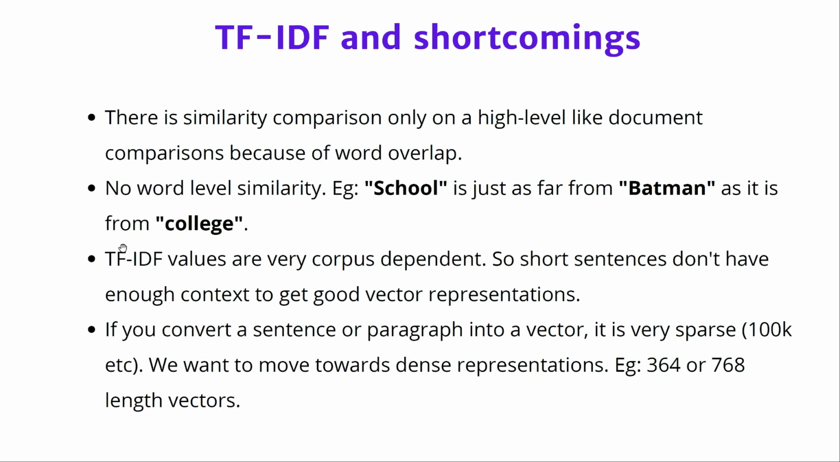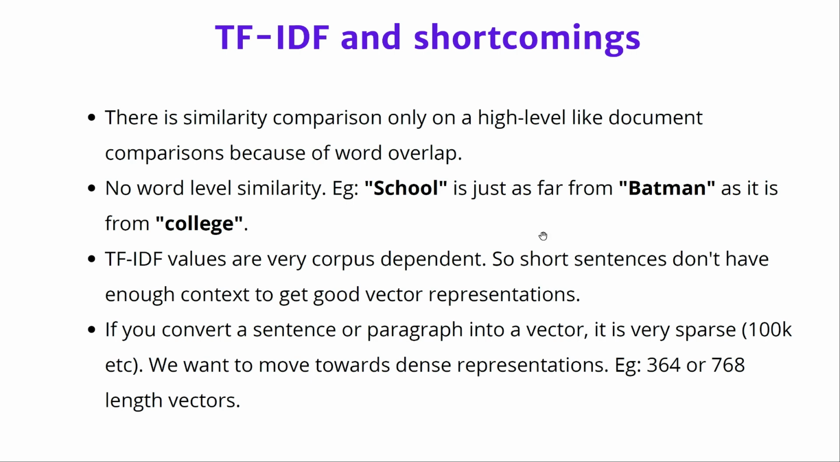And you need to remember that there is no word level similarity. That means a word like school is just as far from Batman as it is from college. Essentially, school and college should be closer together in high dimensional space, and Batman should be farther. But in the TFIDF case, school, Batman, college each has just one single value, so you cannot really compare those values with each other.